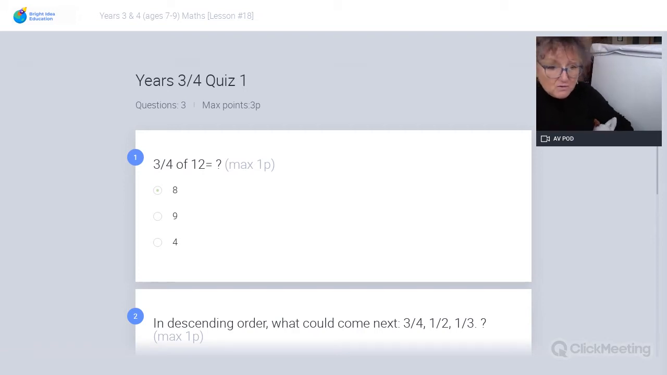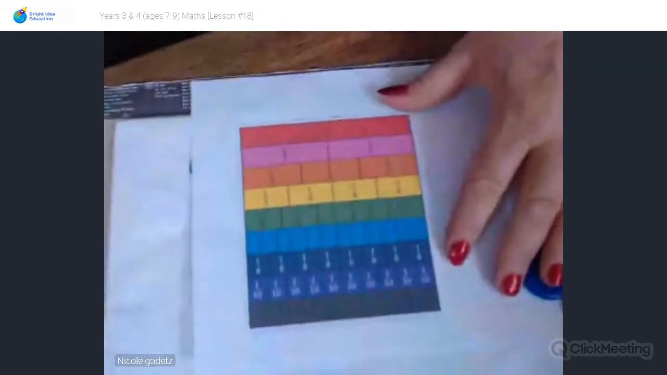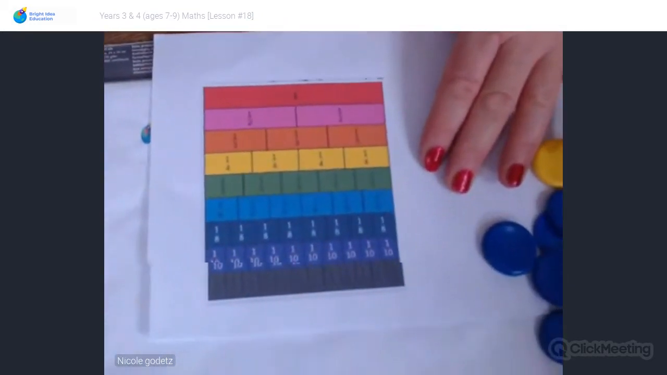In descending order, what could come next? So descending order means that we get smaller. So let's have a look at our fraction chart. Let's come down and have a look at it. There it is, our fraction chart.